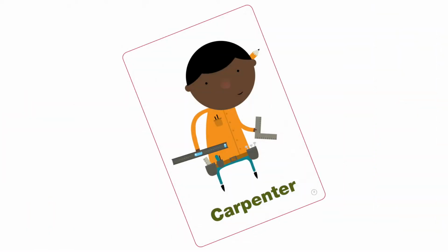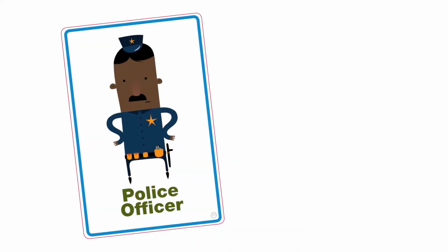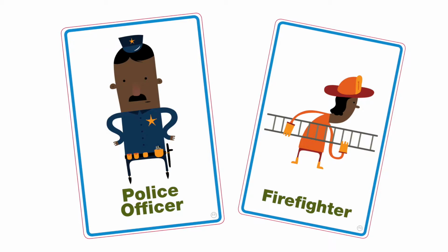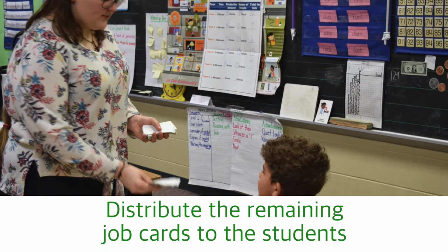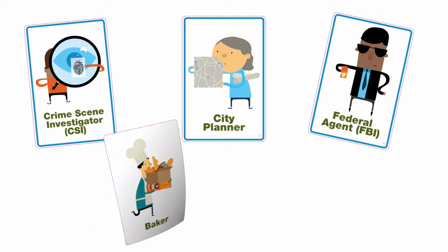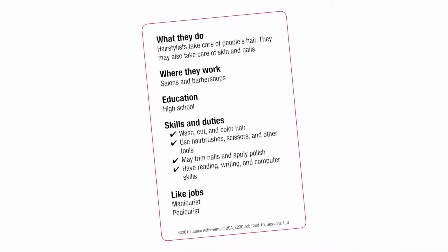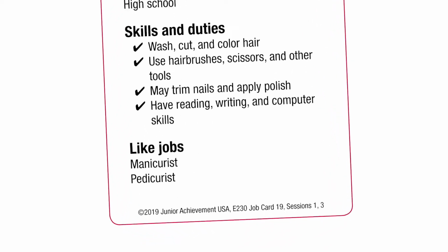Next, pass out a job card to each student. Ensure that you've pulled out the police officer and firefighter job cards from the card deck and set them aside. Distribute the remaining job cards to the students, making sure to include the remaining government cards and the baker and hairstylist job cards. Have students read the skills and duties on their job cards and the related jobs found at the bottom of the cards.